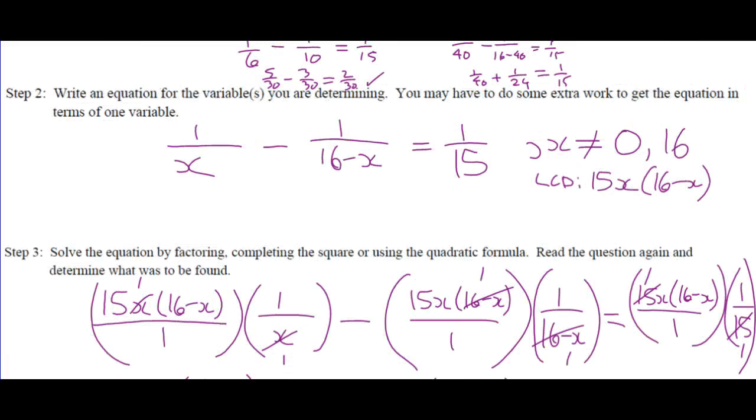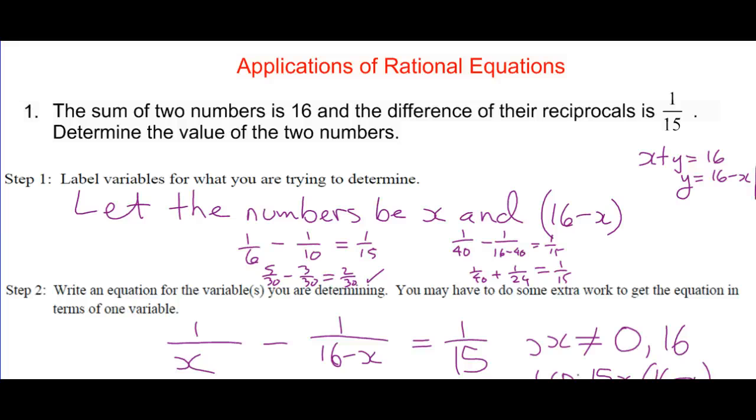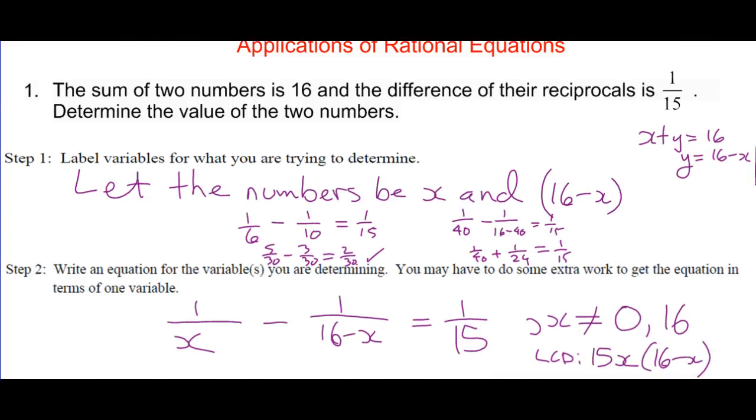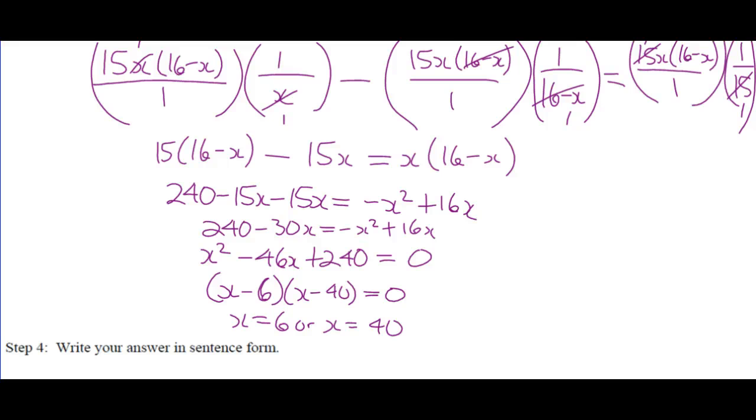What was the question? No, seriously. So determine the, okay, so the two numbers are 6 and 10, and 40 and 16 minus 40. Yeah, wait, what? Oh yeah, the sum of two numbers is 16. Yeah, okay. So the numbers are 6 and 10, or 40 and negative 24.